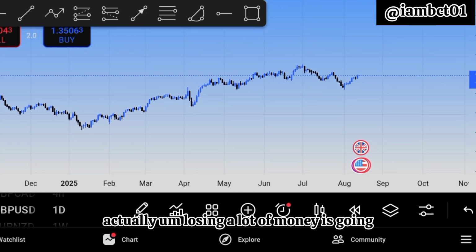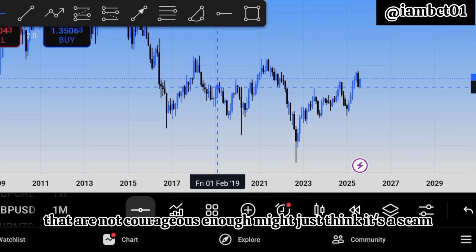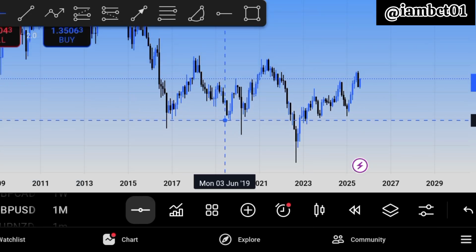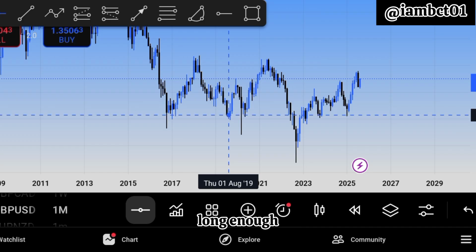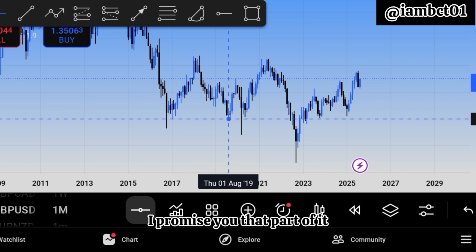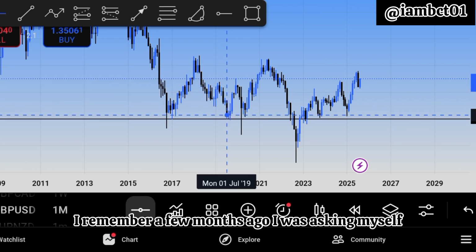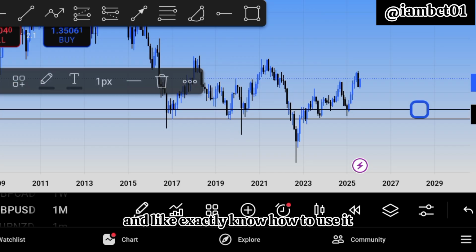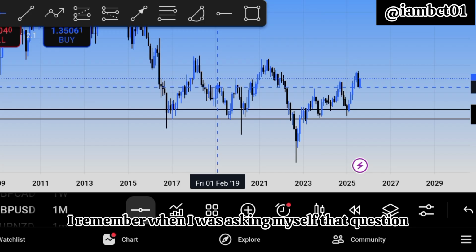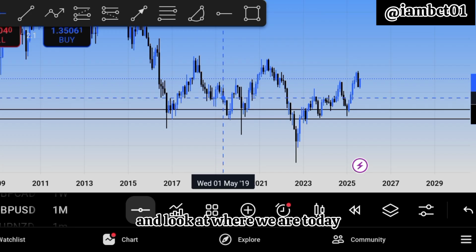Losing a lot of money is going to shift your mindset. Some people that are not courageous enough might just think it's a scam and stay clear out of it, but if you stick around long enough, you will figure it out. I promise you that part of it. I remember a few months ago I was asking myself, how do I even figure out a strategy on my own and exactly know how to use it? How do I coin it out? And look at where we are today. I figured it out, and I'm teaching you for free.